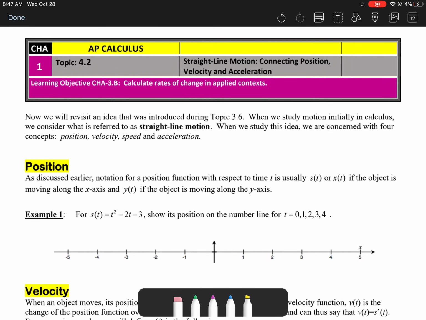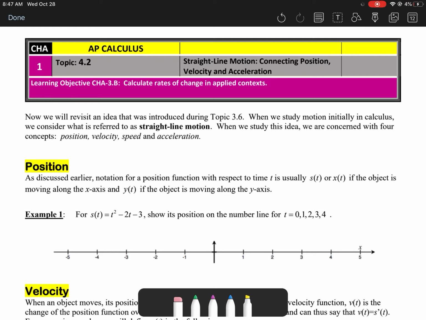Hi class, and welcome to section 2, and today we're going to talk about straight line motion, so connecting position, velocity, and acceleration. So for those of you that have taken physics, this will be a really nice section where you can see how the two subjects overlap with each other.